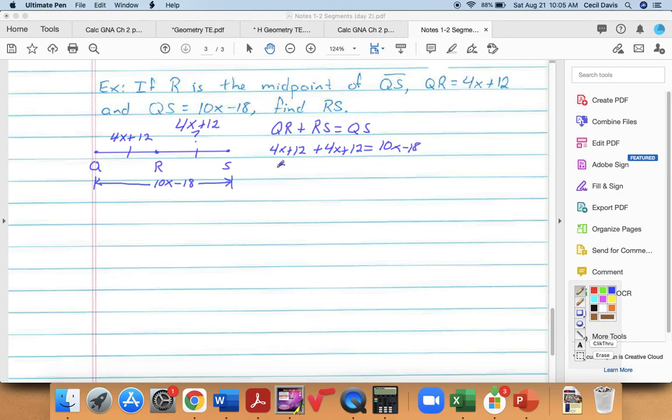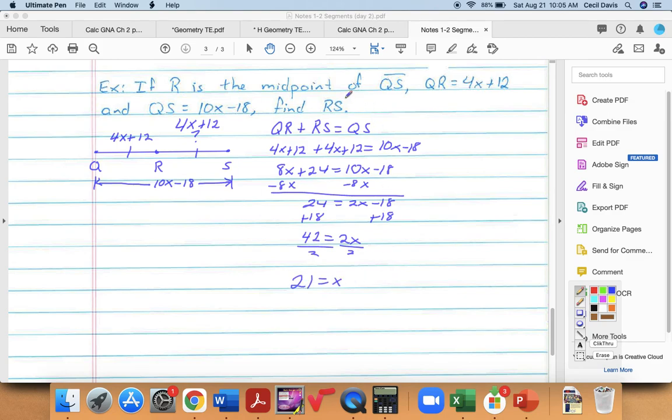Now I'll group the like terms, and I have 8x plus 24 is equal to 10x minus 18. Again, I always move the x's first. I always subtract the smaller one first. That's going to be 24 is equal to 2x minus 18. Add the 18 to both sides. That gives me 42 is equal to 2x. Divide by 2. I have x is 21.